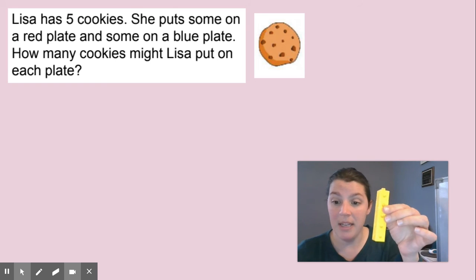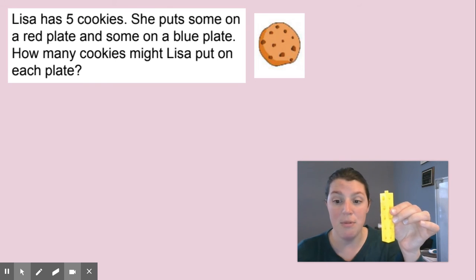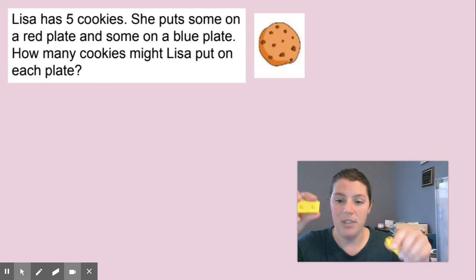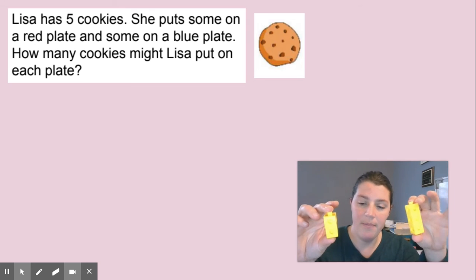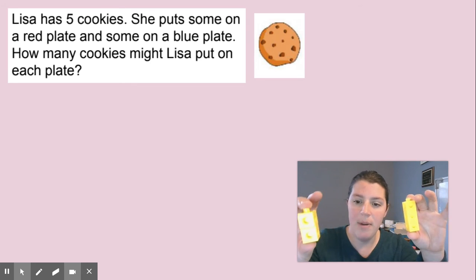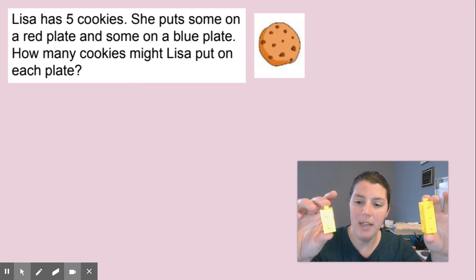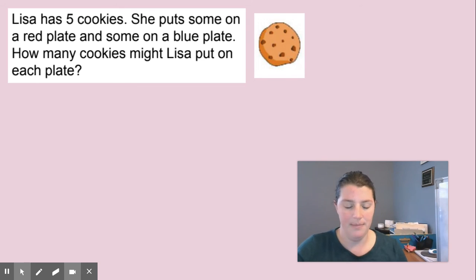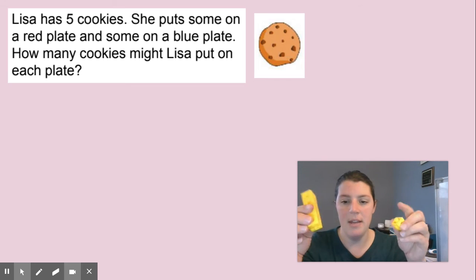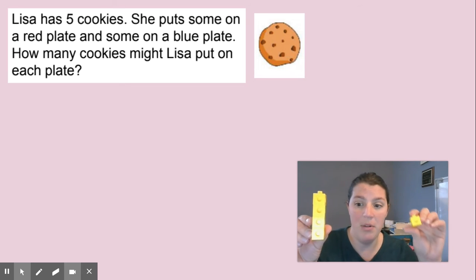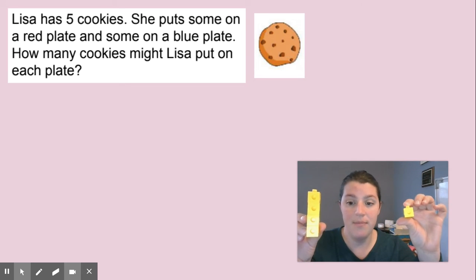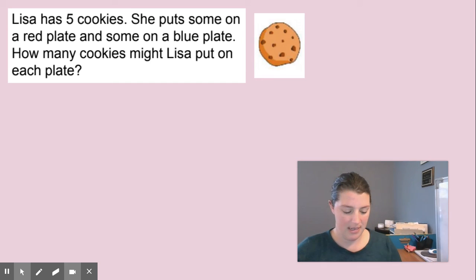I could take my 5 cubes, which represent the cookies, and put some in one plate and some in the other. What about 2 on the red plate and 3 on the blue plate? Is that still my 5 cookies? What about this? Let me try a different way. What about 4 on the red plate and 1 on the blue plate? Still 5 cookies.